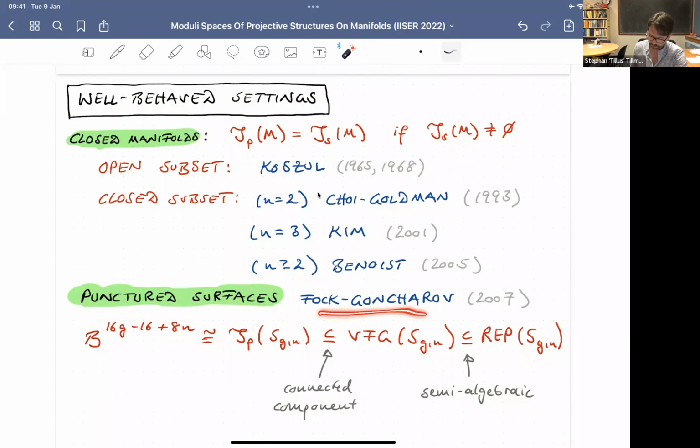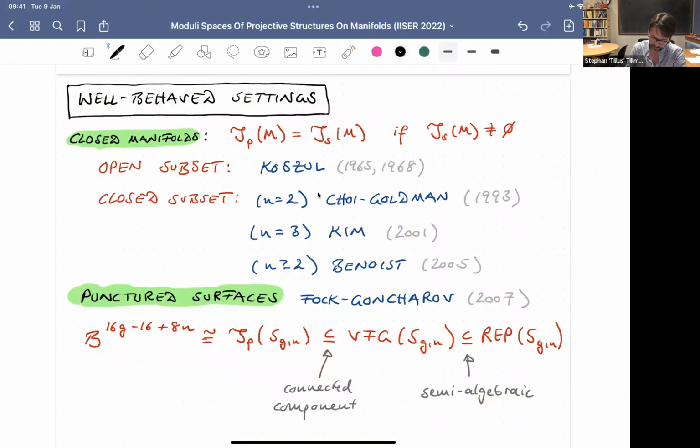So there's work by Fock and Goncharov from 2007 that basically explains how they work. If you look at these properly convex structures on a surface of genus g with n punctures, then it's a bit like Teichmüller space. It's a ball of some dimension that depends on the genus and the number of punctures. And this here is a connected component of some semi-algebraic subset in this representation space.